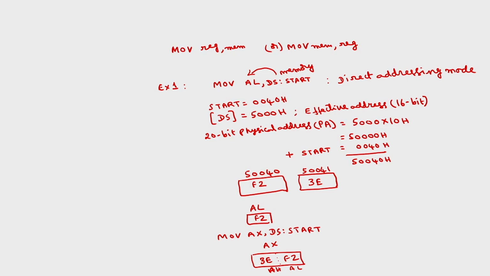There are several other ways to represent the memory. The second way to represent the memory, which can be from either register to memory or memory to register, is AL comma, now I will specify the contents of some BX register.